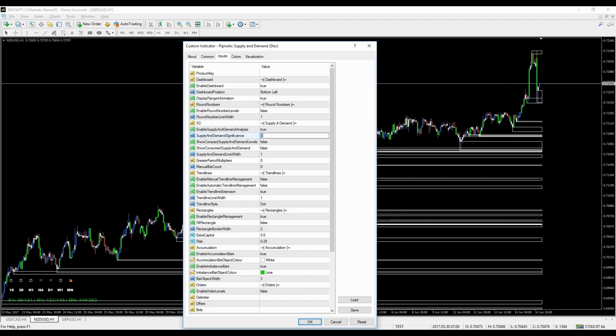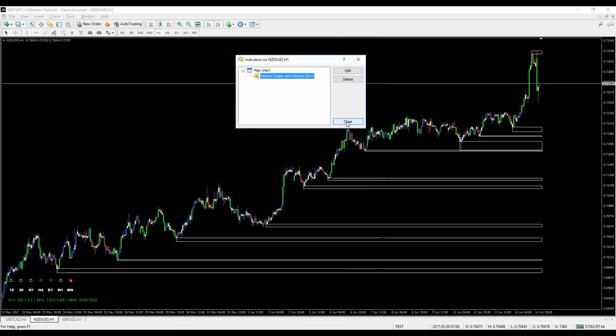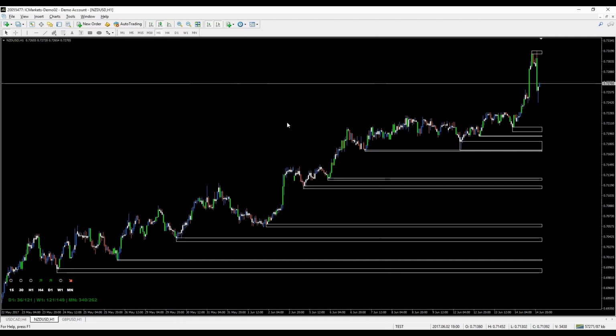And I find that, at the very least 3. 3 is also pretty low. But yeah, 5 is generally a pretty decent area. 5, 8, 10, something like that. And so here you can see we have some pretty decent areas. This tiny little area here was respected very nicely, and then price went north over the course of the past couple of days.